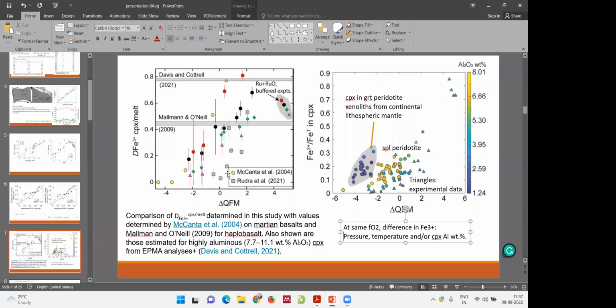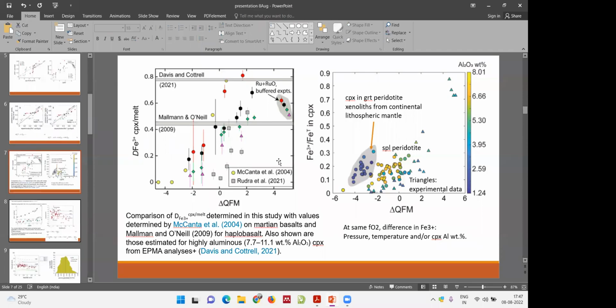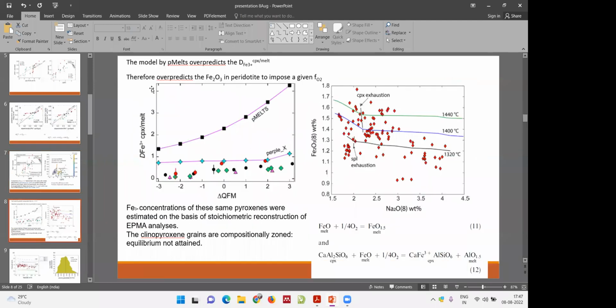In this paper, they have tried to use the existing thermodynamic software, for example pMELTS and Perple_X, to plot the Fe3+ partitioning coefficient between clinopyroxene and melt at different oxygen fugacity conditions. And they see that both these thermodynamic models overpredict this partitioning value. If they compare pMELTS, it has a very high deviation. One possible reason is that they used stoichiometric reconstruction from the EPMA analysis. So the Fe3+ they have calculated is from the EPMA analysis that has been stoichiometrically reconstructed, so these values might differ from the actual Mössbauer data.